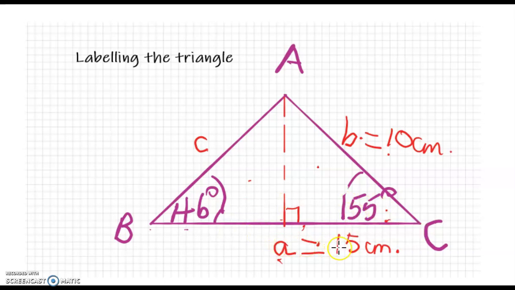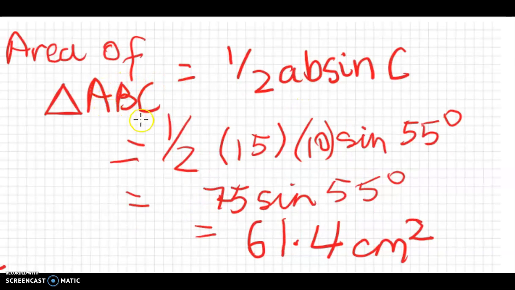Alternatively, if we had known the length of this side, we could have used this side and this angle here, and that would be a half bc sine A. It doesn't necessarily have to be a and b. The simplest way of representing the formula is a half ab sine C. So the area of triangle ABC can be represented as a half ab sine C. Simply substitute into the formula. Please ensure your calculator is in degree mode.